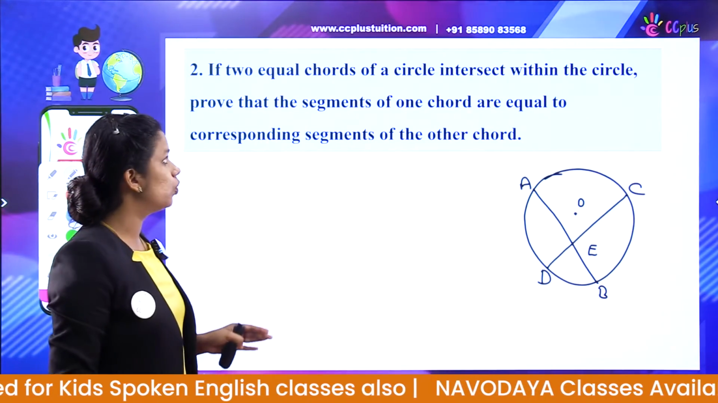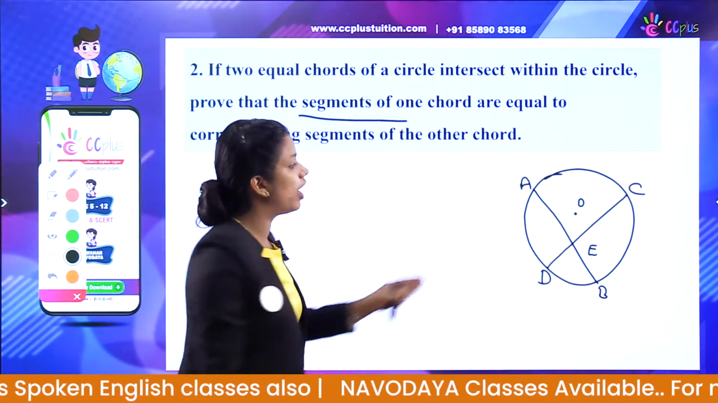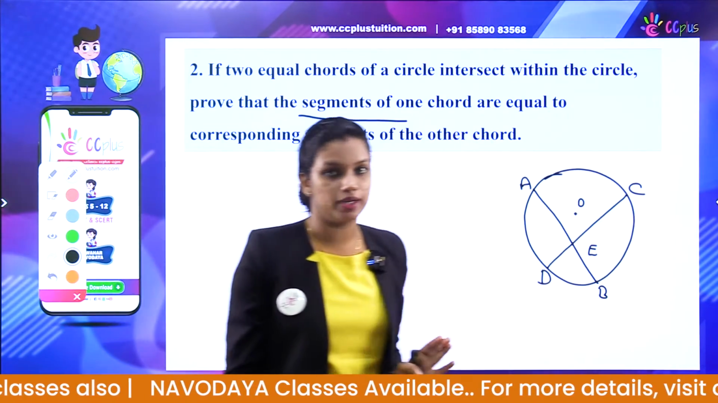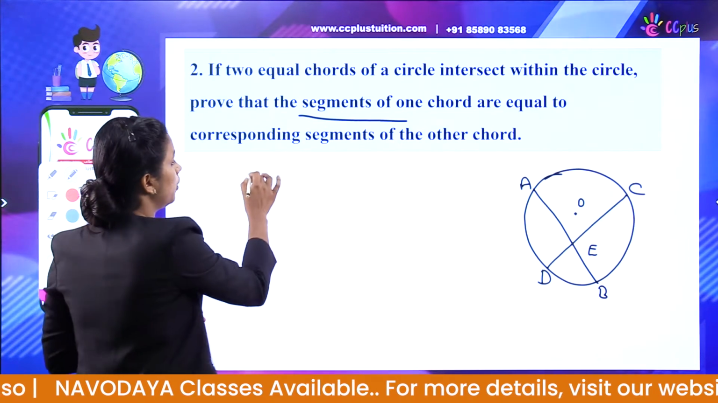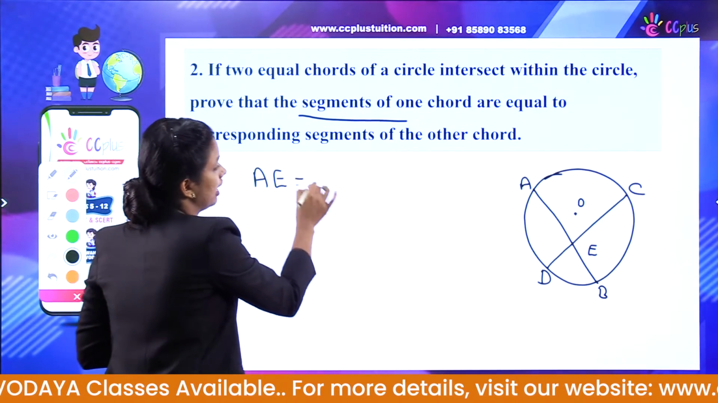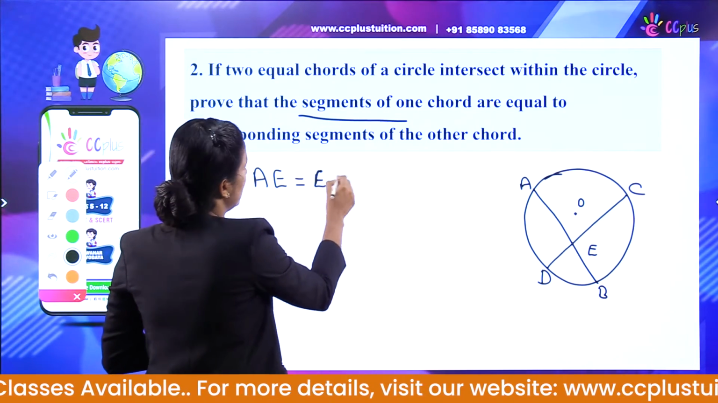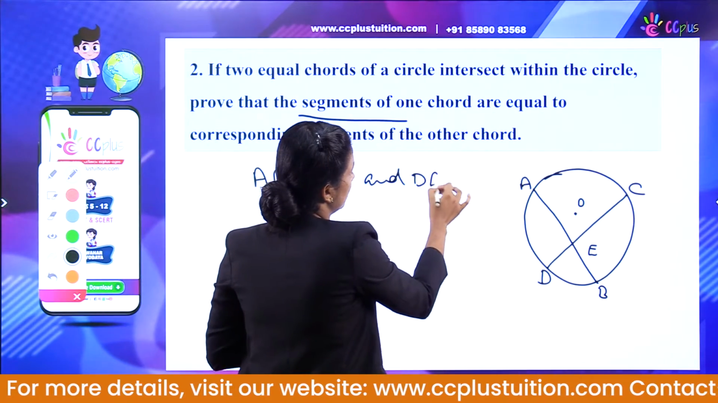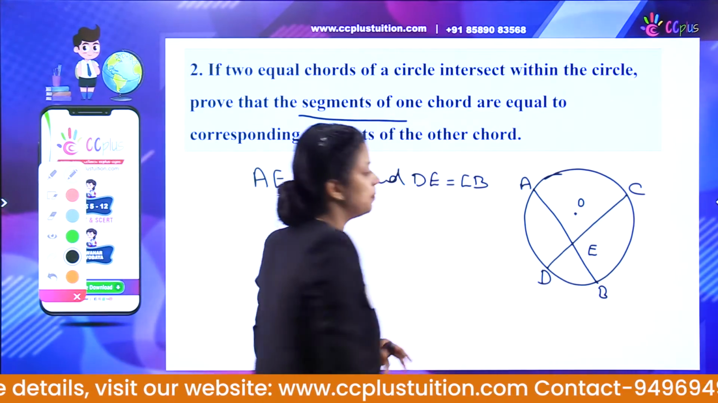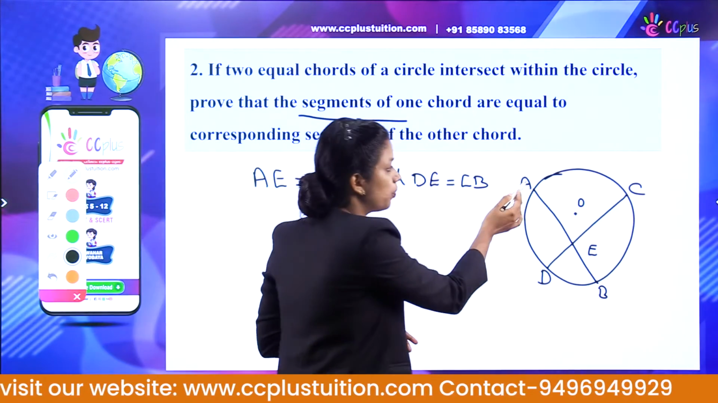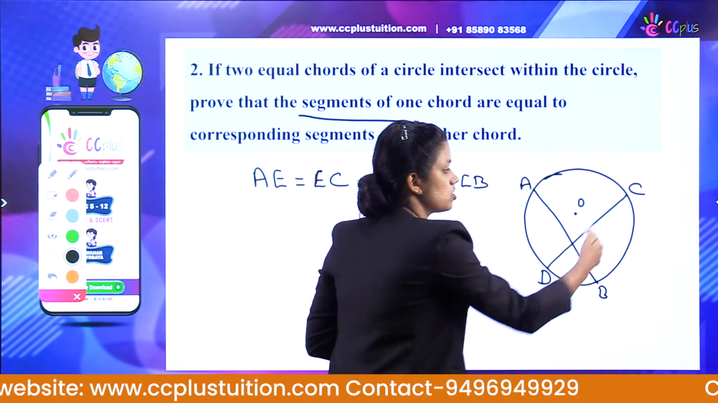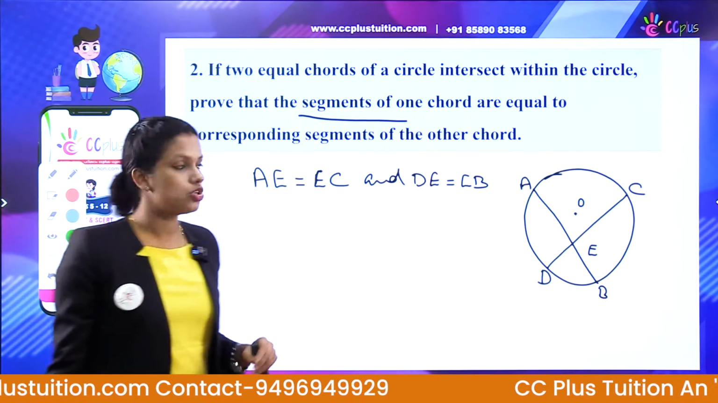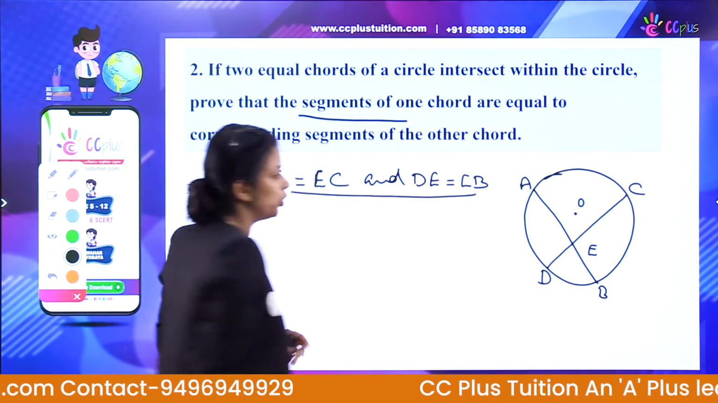We need to prove that the segment of one chord is equal to the corresponding segment of the other one. For that, we want to prove that AE is equal to CE and DE is equal to EB. So, this is the result that we want to prove.